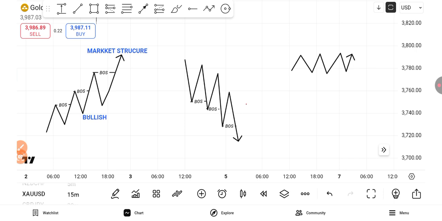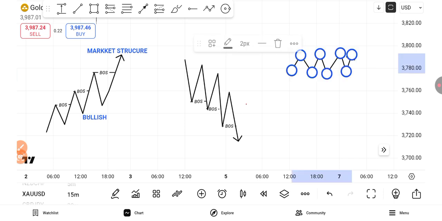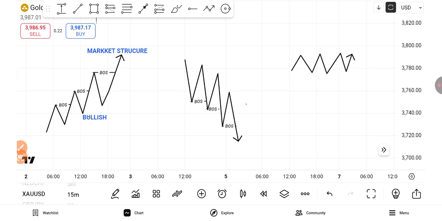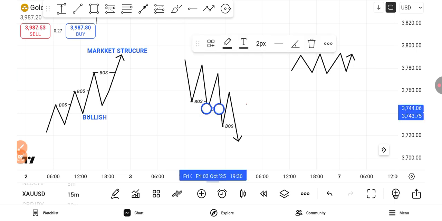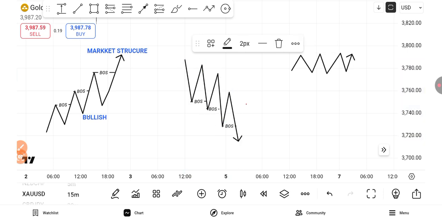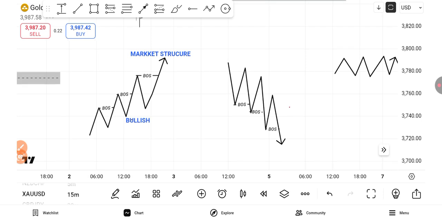So this is a bullish market structure, commonly known as an uptrend. This is a bearish market structure that can also be called a downtrend. And this one here is a sideways market. It can also be called a consolidation. This is a bearish market structure and this is a bullish. So I'm going to explain to you why a market is called bullish and why it is called bearish, and what to do when any of these is seen on the chart.